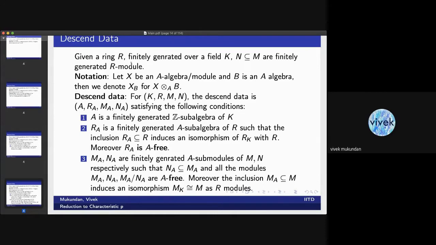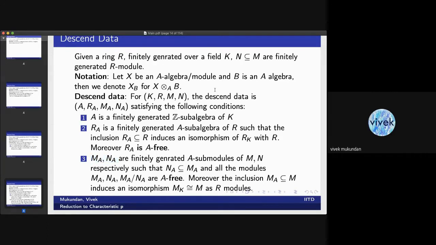Then once that happens, you can see that the minimal generating set of R over K actually becomes available, or it would make sense as a polynomial ring over A. So take the polynomial ring over A and go modulo the same defining equations, and you will get your R_A. You can get the property of it being A-free by using the generic freeness condition. And finally, you can descend your modules also down.